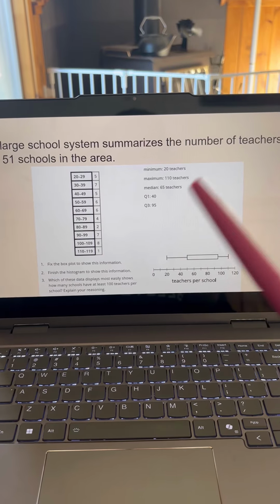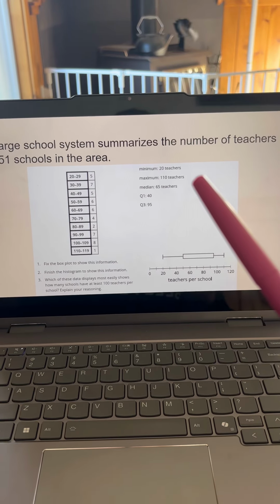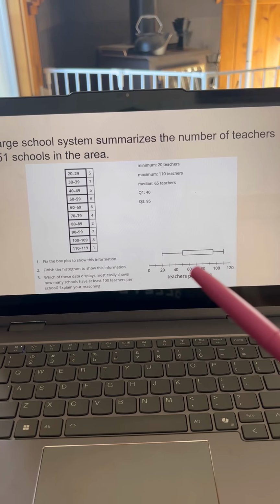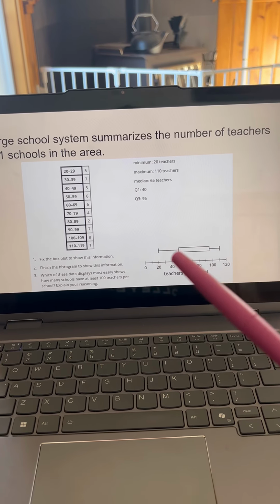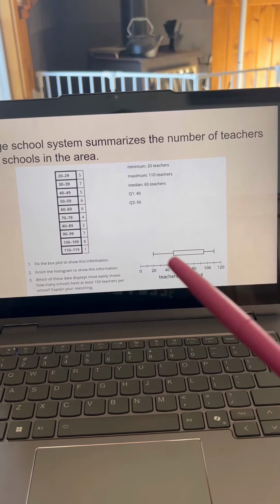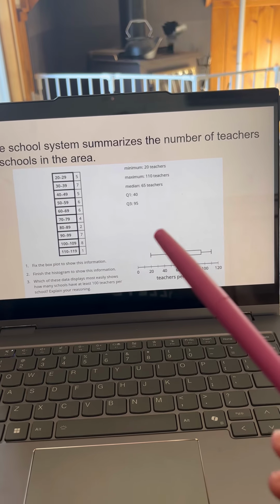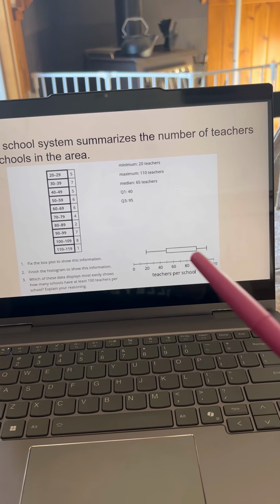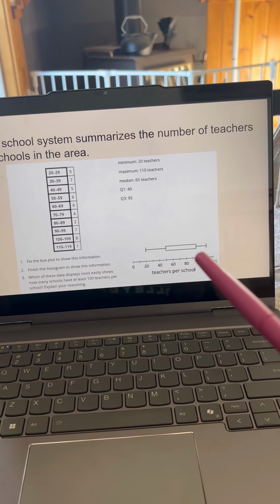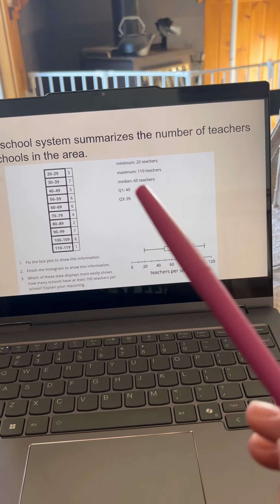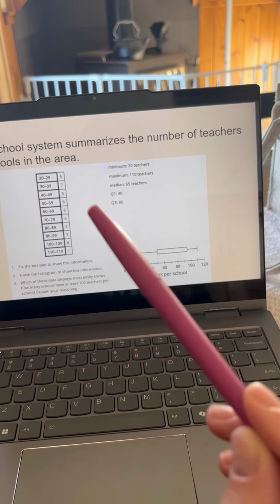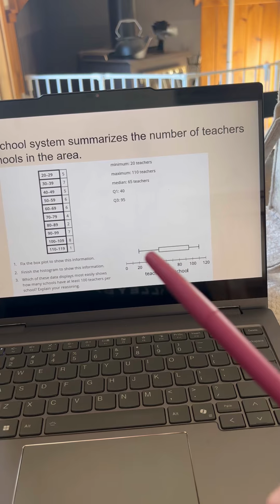So here are the values over here: minimum 20 teachers, maximum 110. Those two things are right. The median was 65 teachers, and that's not represented in the box plot. And if you look, the quartile 1 says 40 here, but on the graph it says 50, and quartile 3 says 95, but on the graph it's a little bit larger than 95. So if we were to fix the box plot, we would change these values and represent them in the graph here.